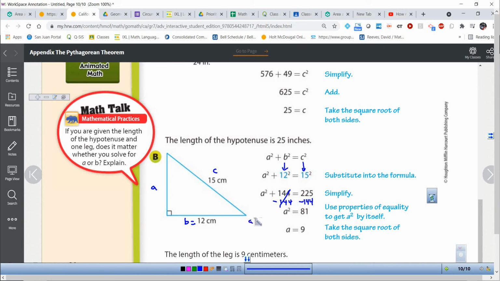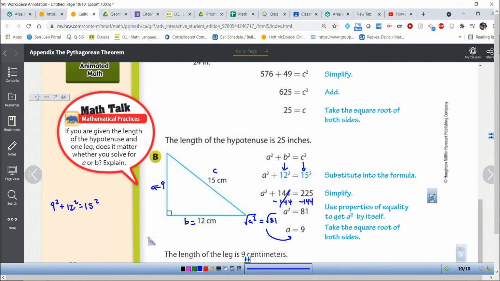And again, now I'm going to have to take the square root of A squared and the square root of 81. Then I get A is equal to 9, because the square root of A squared is A and the square root of 81 is 9. So our missing side is 9. We know that 9 squared plus 12 squared is equal to 15 squared.